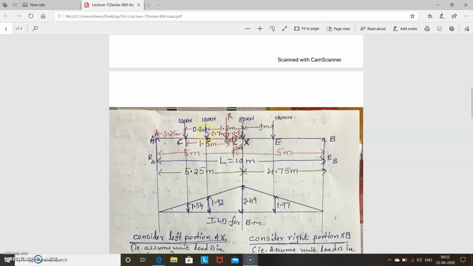So the total is 1.5. So 1.5 minus 0.8 is equal to 0.7. And here, from here to here, this distance is 1.2. So 1.2 minus 0.7 is equal to 0.5, that is the distance between the resultant and the 80 kilonewton load.